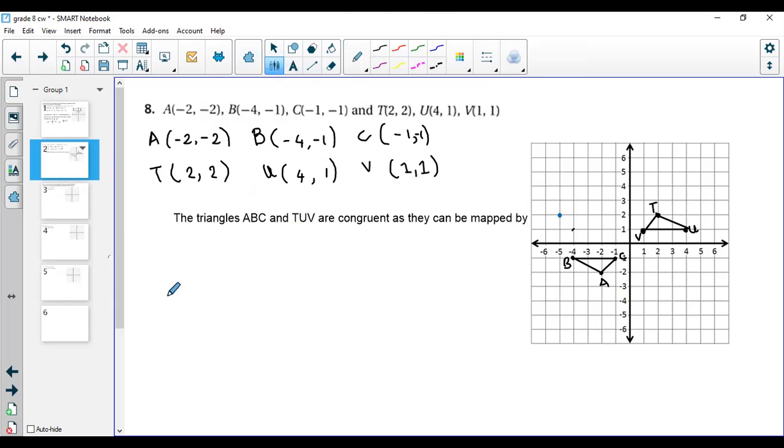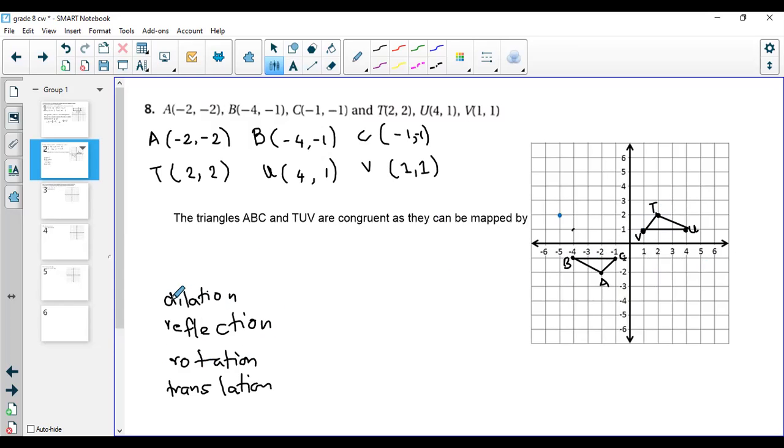What are the 4 types of transformations we learned? We learned about dilation, reflection, rotation, and also translation. Now we have to choose from these 4. Which one are we going to choose? Let's rule out one by one.